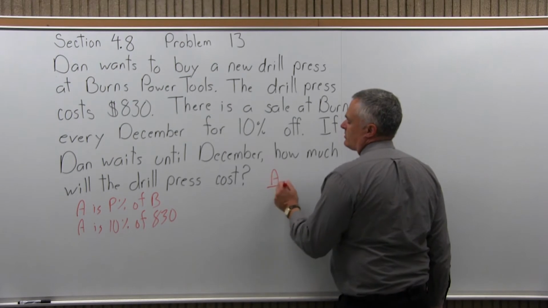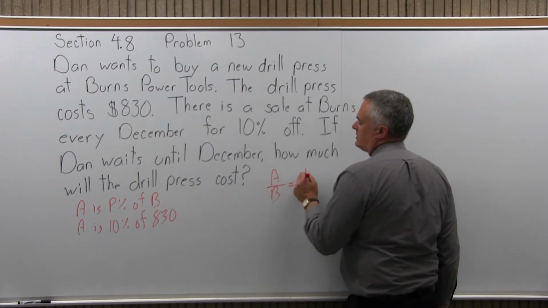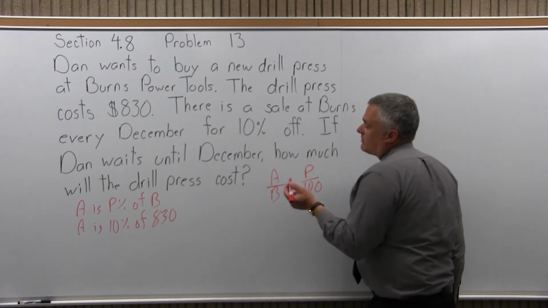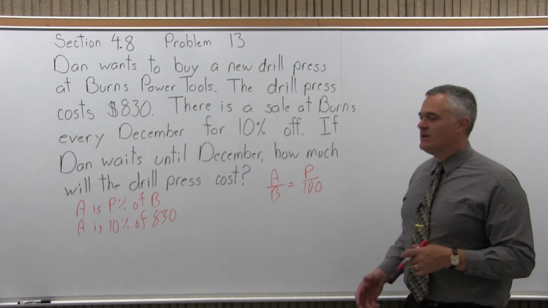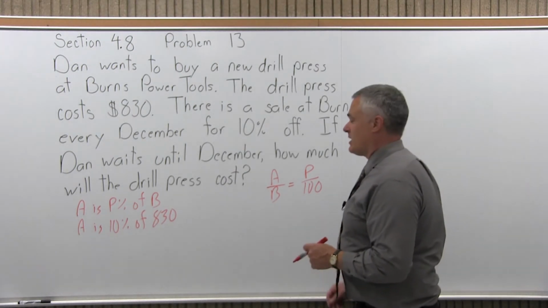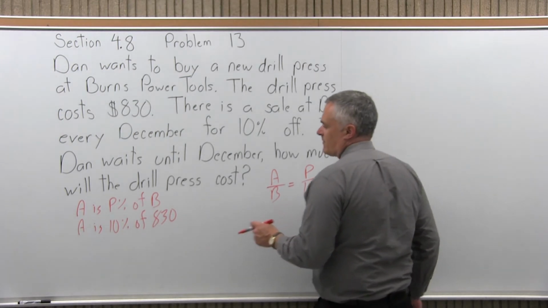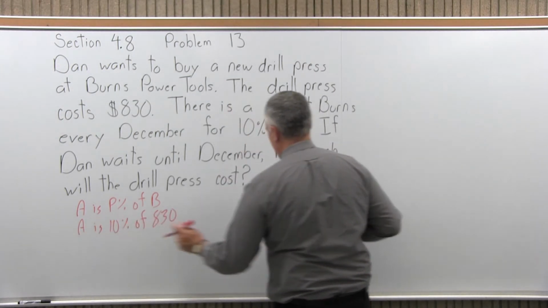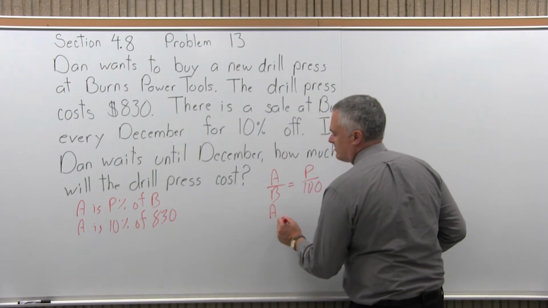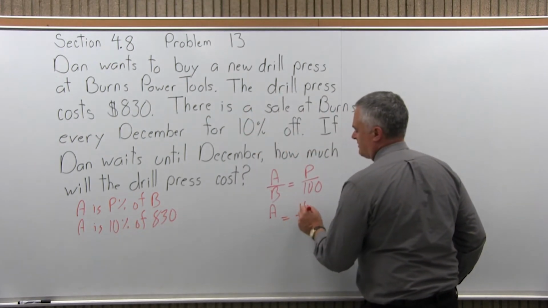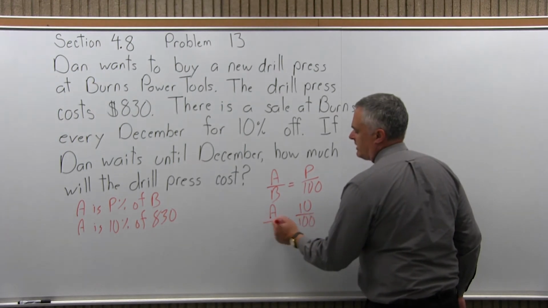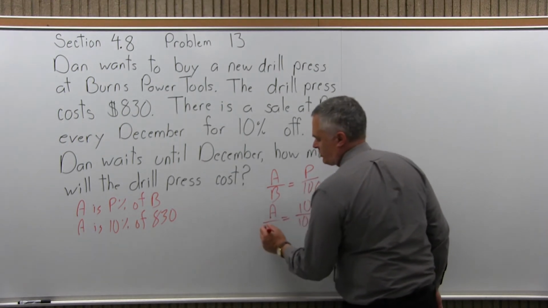Then I'm going to run it through the formula A over B equals P over 100. Remember, I already can figure out the answer quickly. It should be 747. Let's see if the long way agrees with that. It better. So, the A is the unknown. It will stay as A. The "is" becomes the equals, 10%, so the 10 is the P, the percent is the 100, and the B is 830.